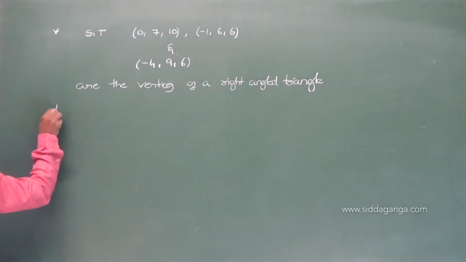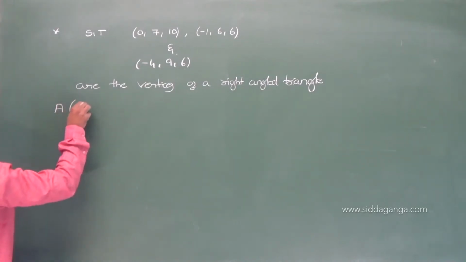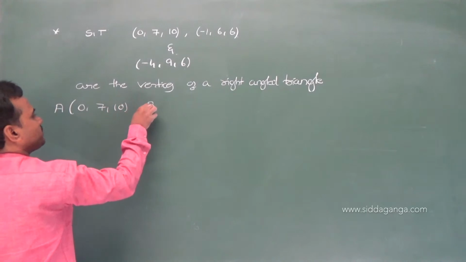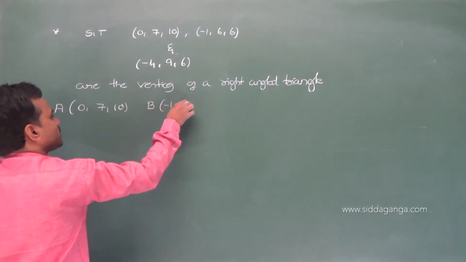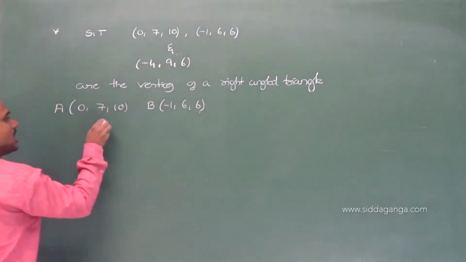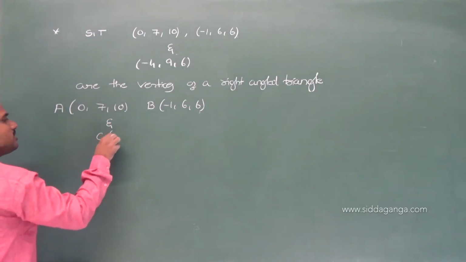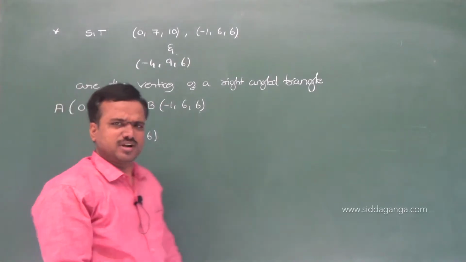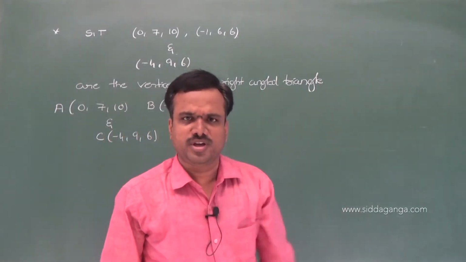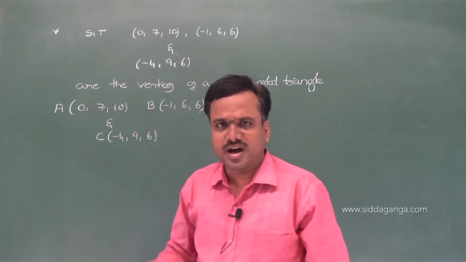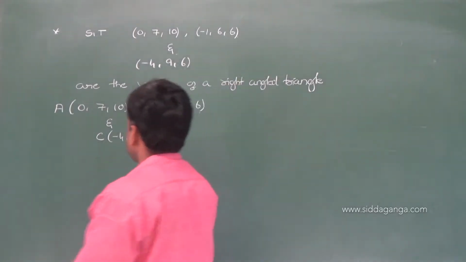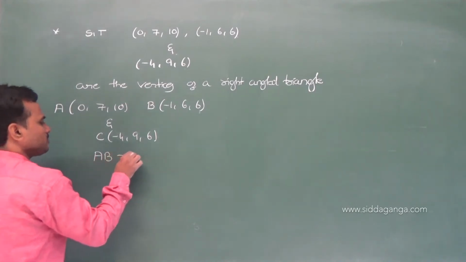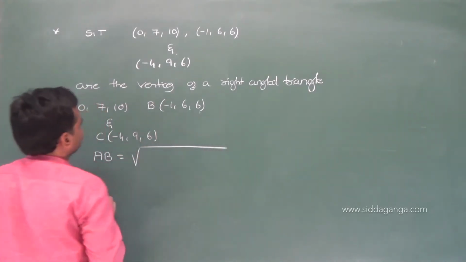The first point I treated as A of 0, 7, 10. Second point B of minus 1, 6, 6 and third point C minus 4, 9, 6. Same method, we calculate distance from A to B, distance from B to C and distance from A to C. Firstly, we calculate distance from A to B, AB, square root of.